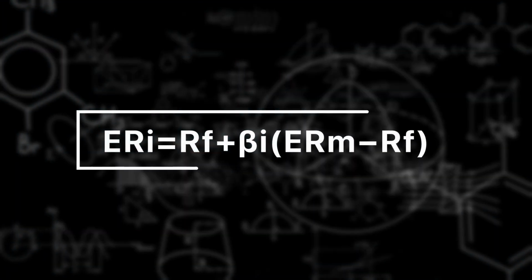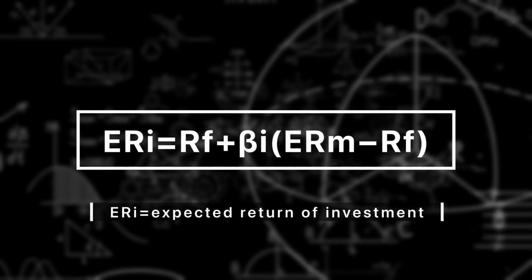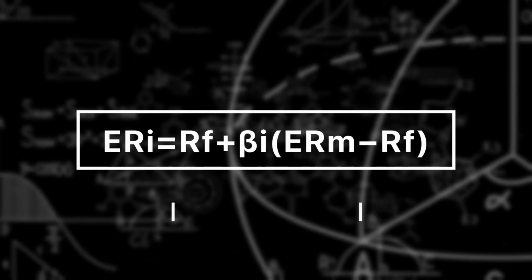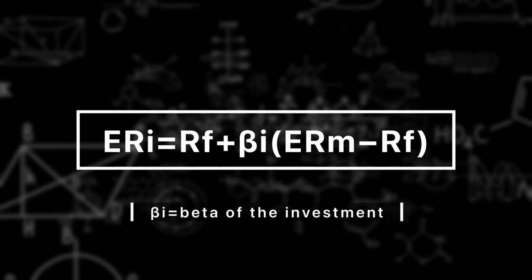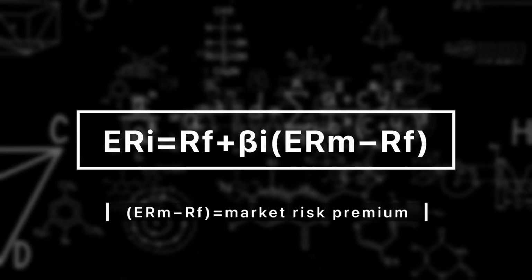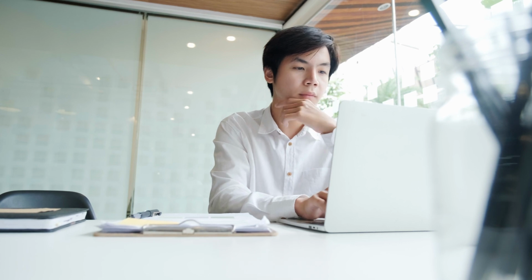This is the formula for the CAPM model. The ERI stands for expected return of investment. The RF stands for risk-free rate. BI stands for the beta of the investment. And the ERM minus RF equals the market risk premium. The goal of the formula is to evaluate whether a stock is fairly valued when its risk is compared with its expected return.